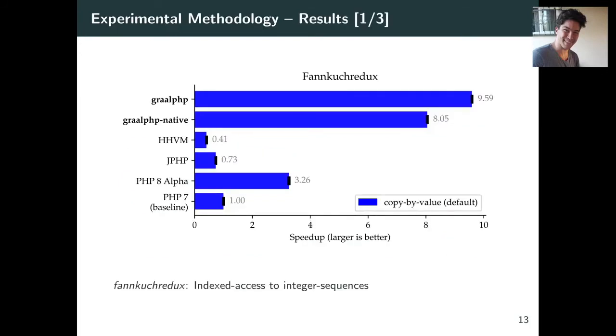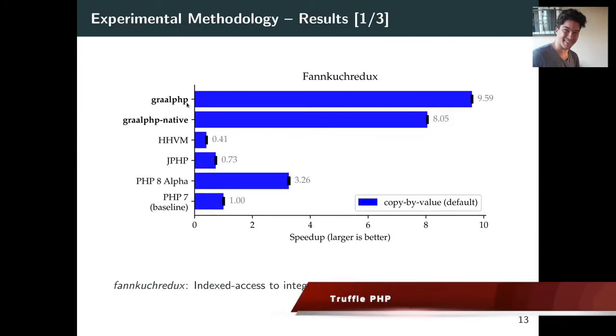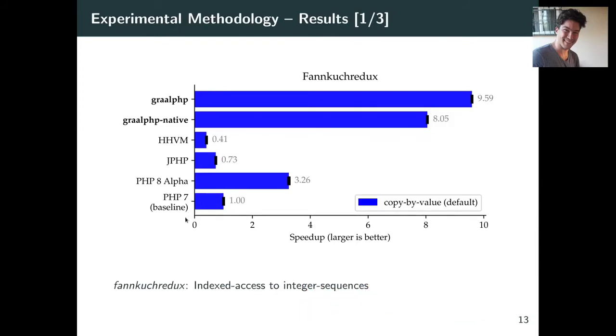So here we see the first benchmark, Pfannkuchen Redux. To describe the axis, we have speedup on X and implementation on Y. Larger is better. We have Zen Engine PHP version 7 as baseline, as well as our implementation.